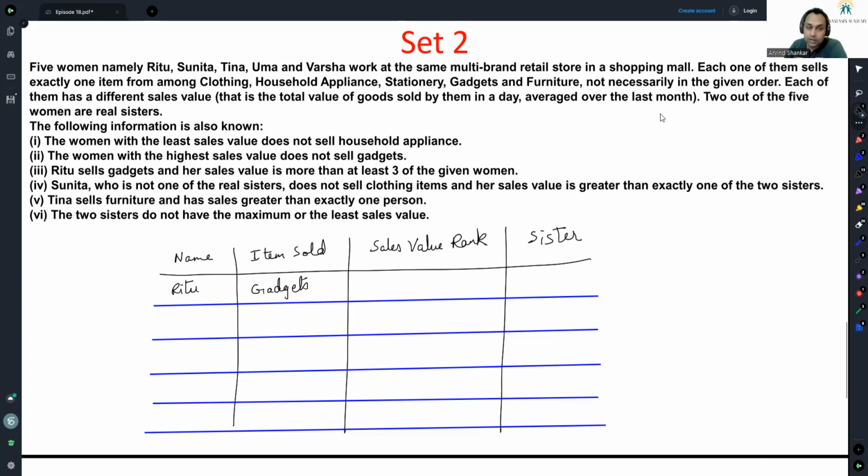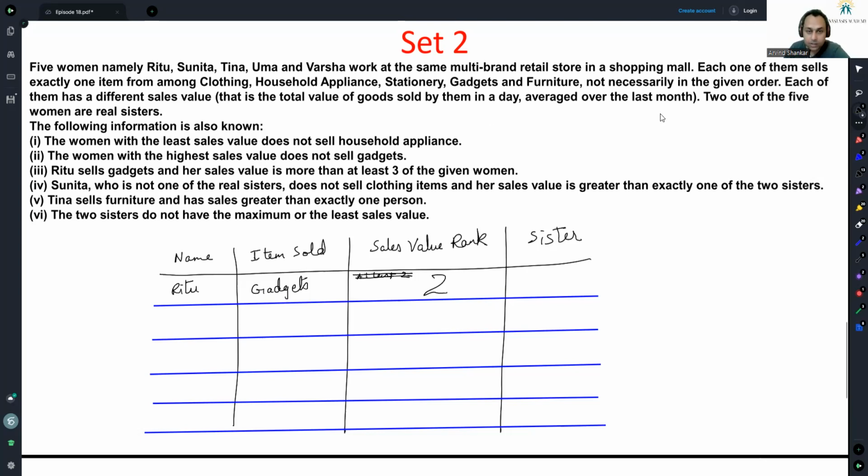And her sales value is more than at least 3 of the given women. Okay. Look at this. If Ritu's sales value is more than at least 3 of the given women, her rank is at least 2. Her rank can be either 1 or 2. And the second point said the woman with the highest sales value does not sell gadgets. So her sales value rank has to be 2. This is known. Ritu is rank 2 in sales value.